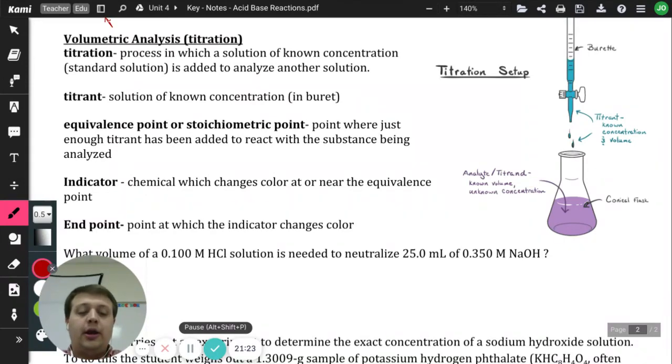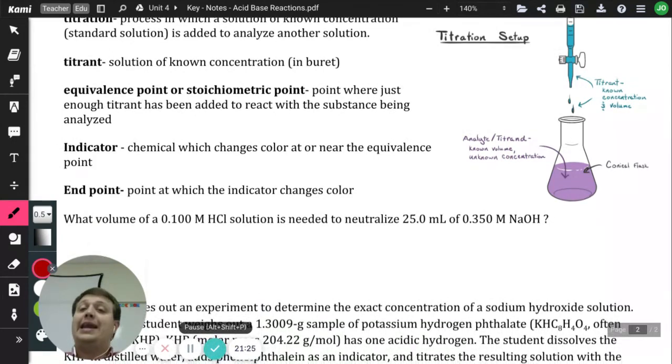All right. Now, we also are going to add an indicator when we're talking about a titration. Why? Because a lot of times we're going to use a titration with acid-base reactions. So you need to be able to recognize when the substance is still acidic.